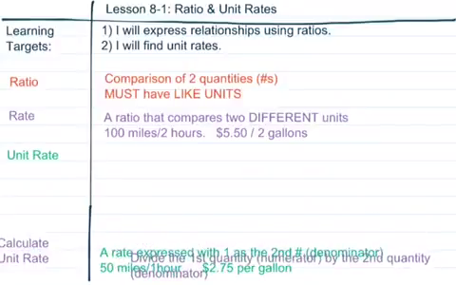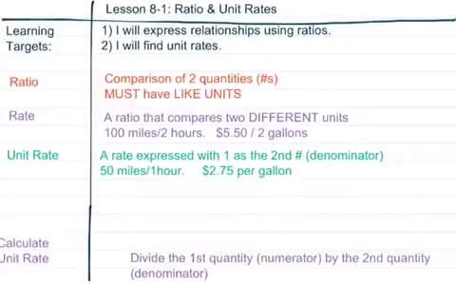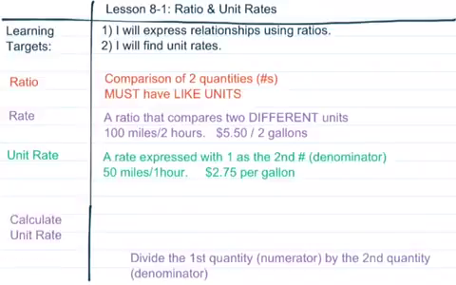All of these things are related here. It is a rate, but it's expressed with 1 as the second number, or the denominator. So instead of 100 miles for 2 hours, it's 50 miles for 1 hour. It's just for 1 hour. And instead of 2 gallons for $5.50, it's $2.75 per gallon.